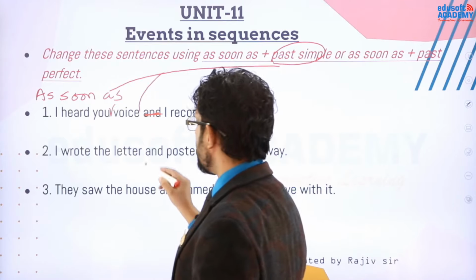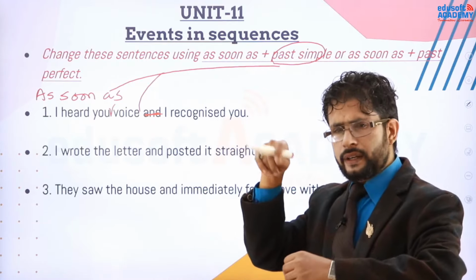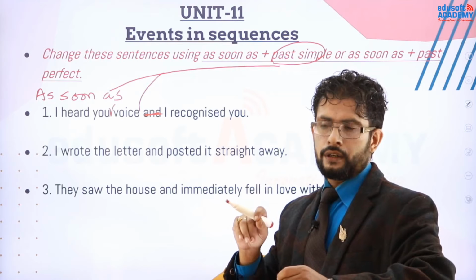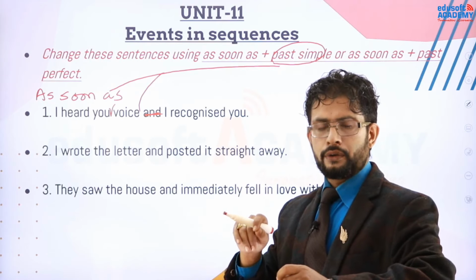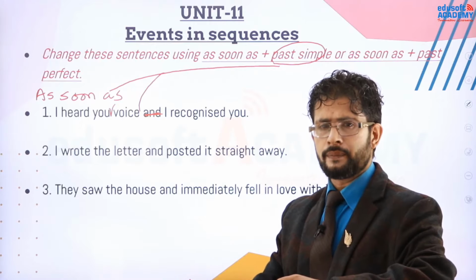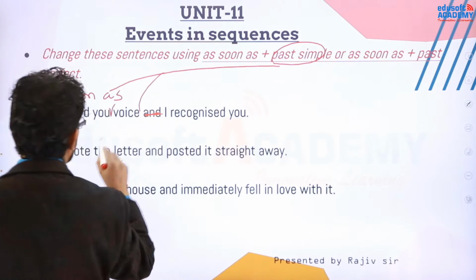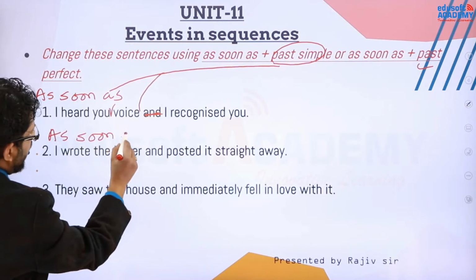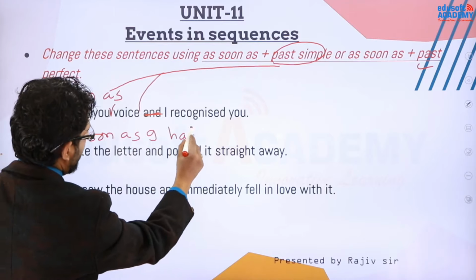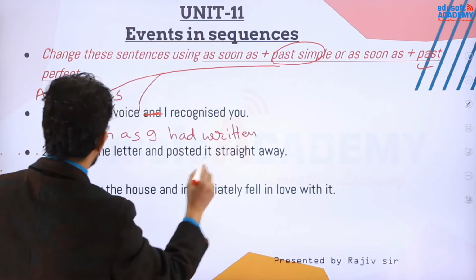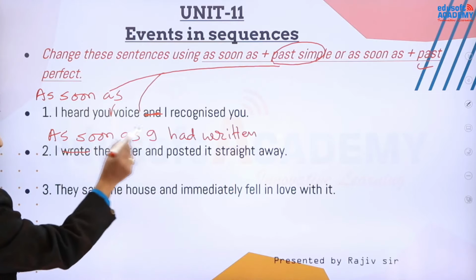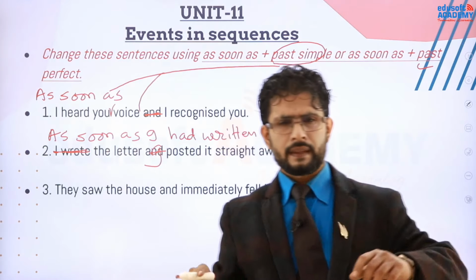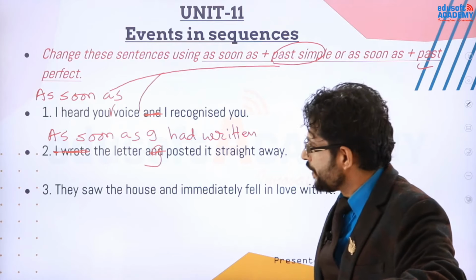Now look at another structure. I wrote the letter and posted it straight away. You have written a letter. I don't know whom you are writing to, but you have written a letter. And when you have written a letter, then you need to post it. Do you post it instantly as you write? No, it takes time. So when it takes time, we are going to write past perfect. So: as soon as I had written the letter, I posted it straight away.